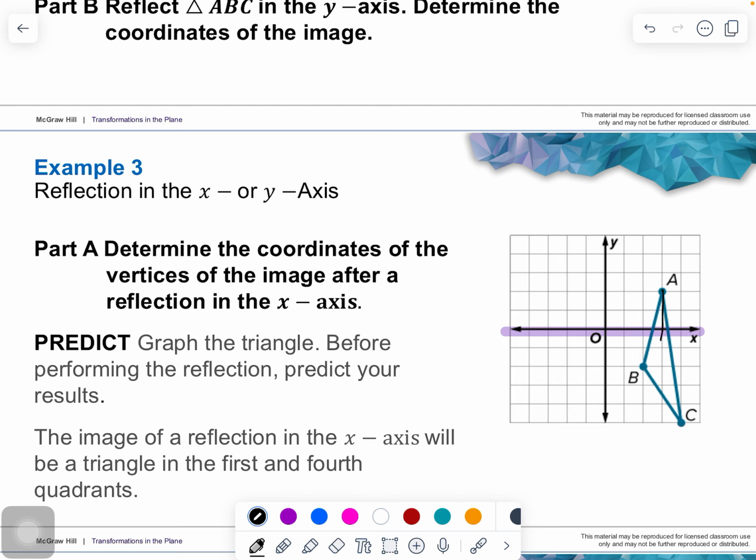That means the A is going to go that direction, the B is going to go up, and the C is going to go up, right? Because they're reflecting, they're going to flip.